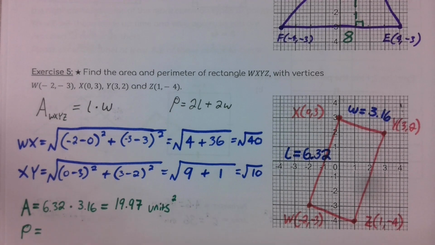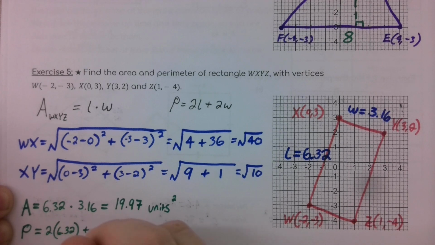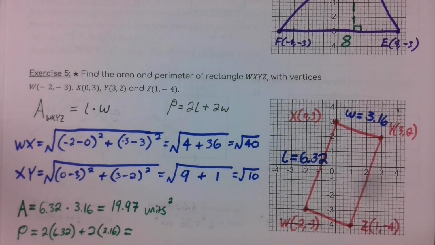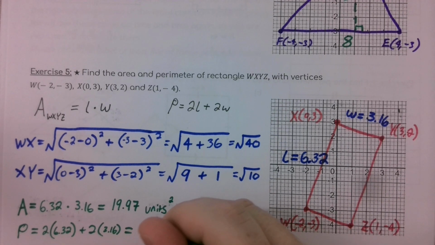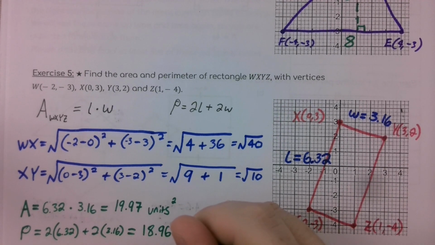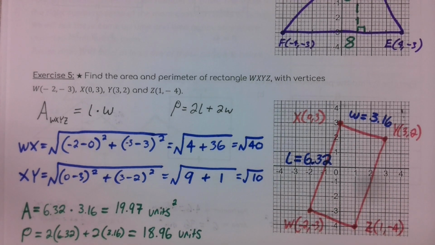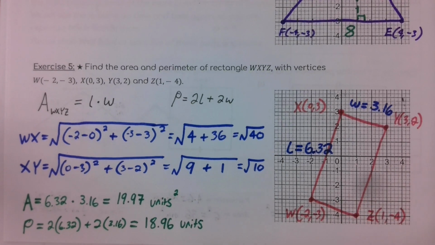The perimeter is going to be 2 times the length, so 2 times 6.32, plus 2 times the width, which is 3.16. When we plug that into our calculator, we should end up getting 18.96 units. So there we go. That's how we do exercise 5.